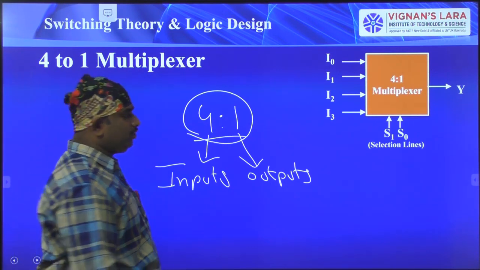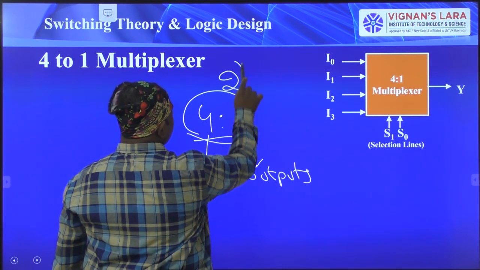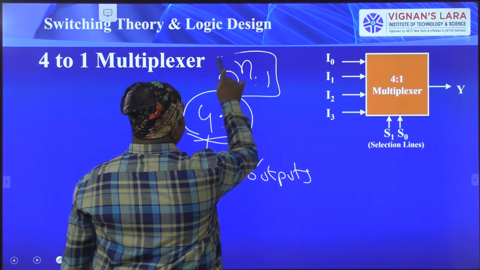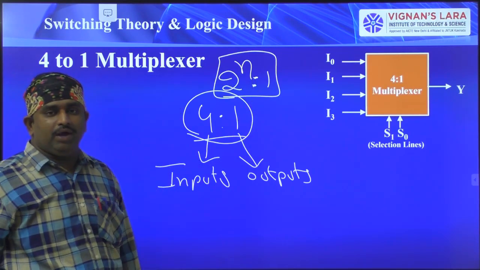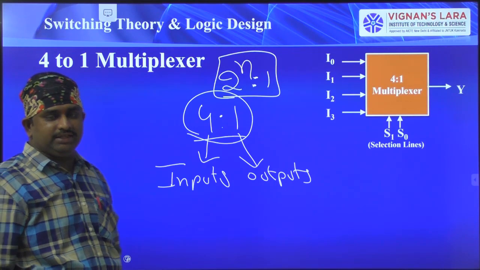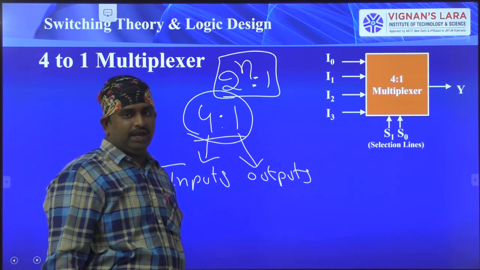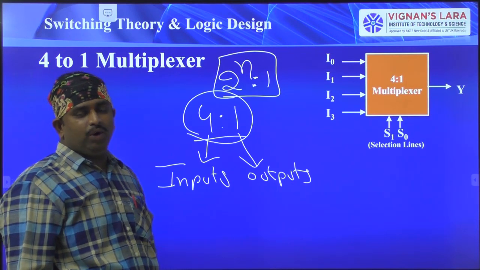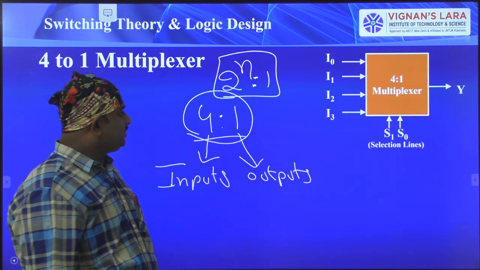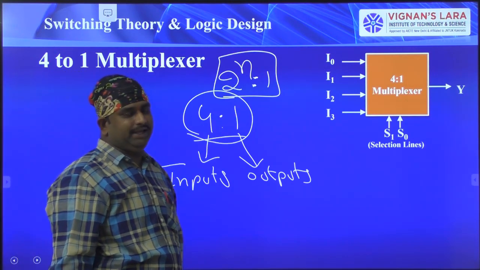Coming to the generalized notation, we will represent a 2 power n to 1 multiplexer, where n is the number of selection lines, 2 power n is the number of input lines, and 1 is the output line. So this is the generalized representation for a multiplexer.